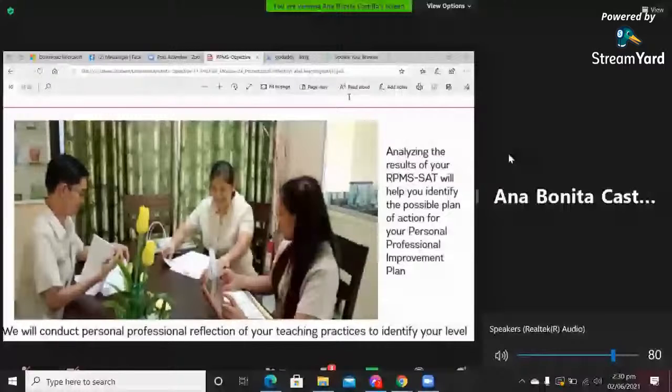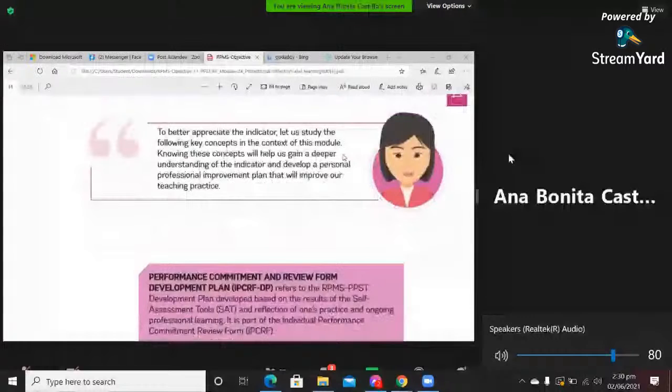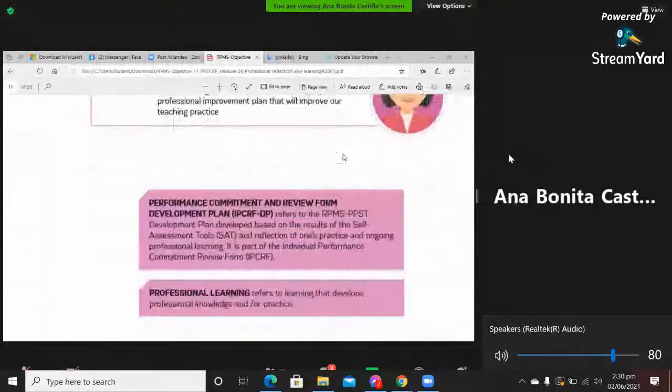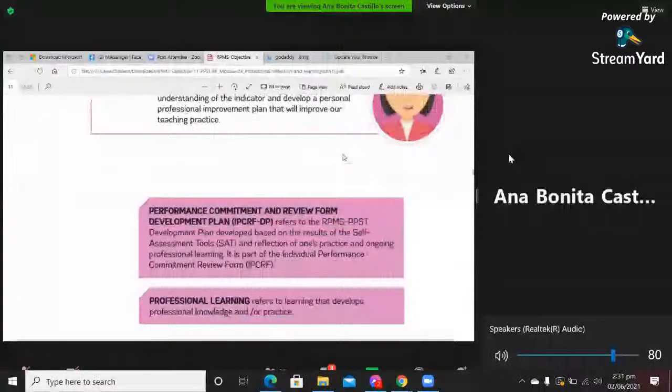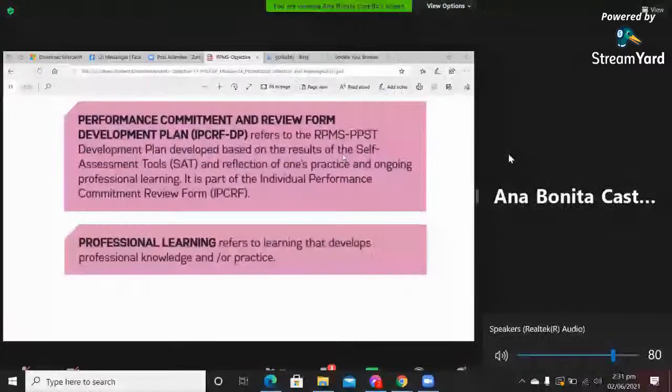Okay. To better appreciate the indicator, let us study the following key concepts in the context of this module. Knowing these concepts will help us gain a deeper understanding of the indicator and develop a personal professional improvement plan that will improve teaching practice.